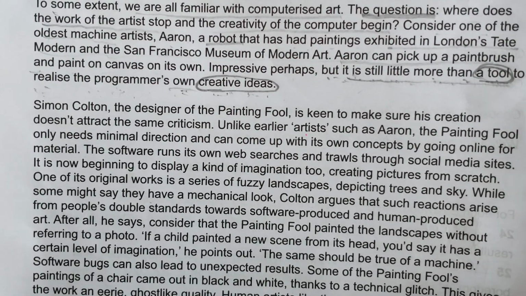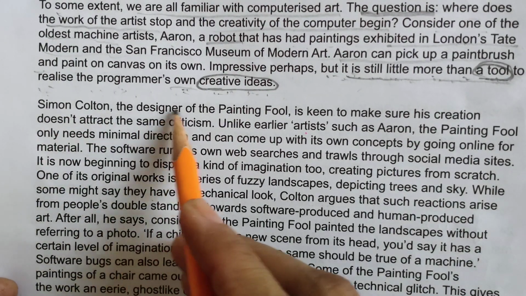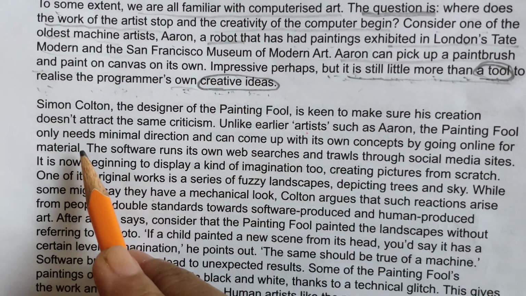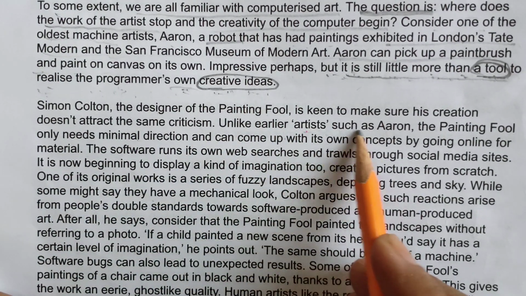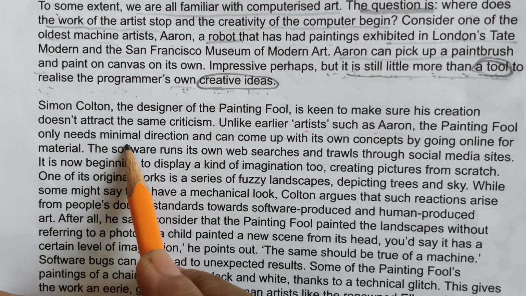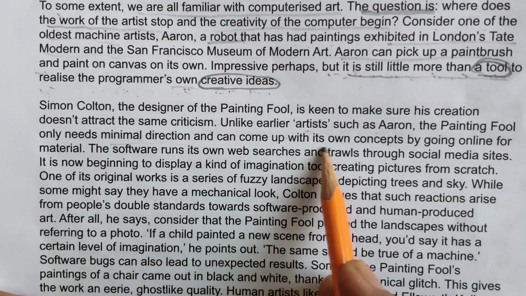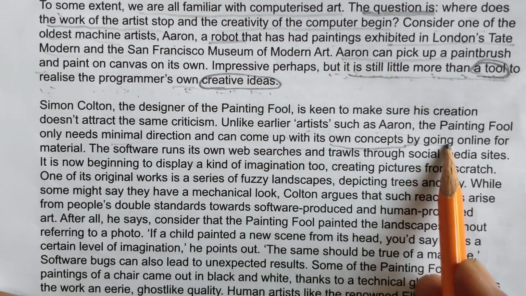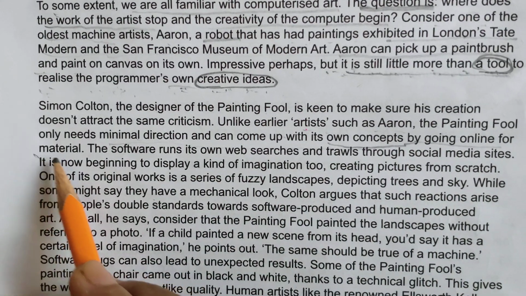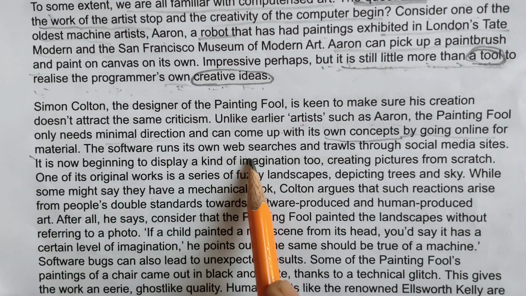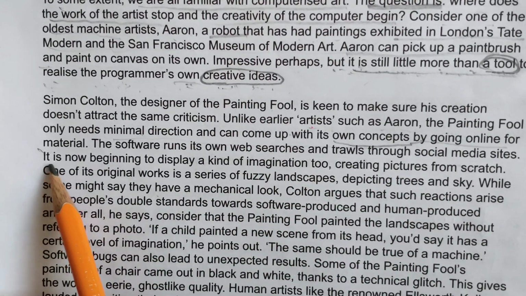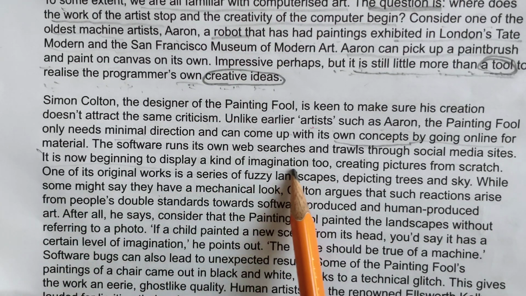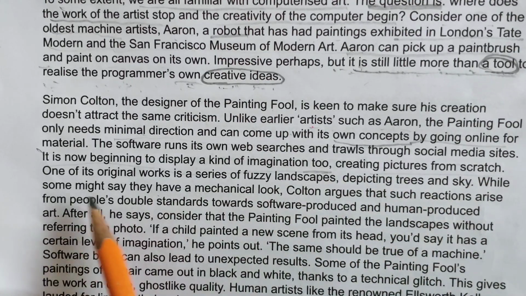Let's read it carefully. Simon Colton, the designer of Painting Fool, is keen to make sure his creation doesn't attract the same criticism. Unlike earlier artists such as Aaron, the Painting Fool only needs minimal direction and can come up with its own concept by going online for material. The software runs its own web searches and trawls through social media sites. It's now beginning to display a kind of imagination too, creating pictures from scratch.